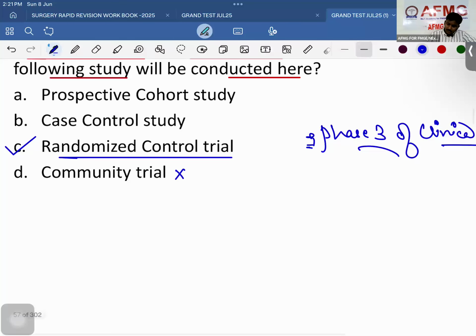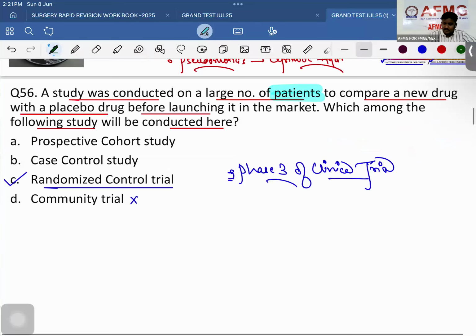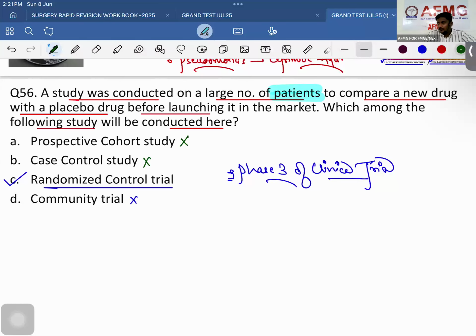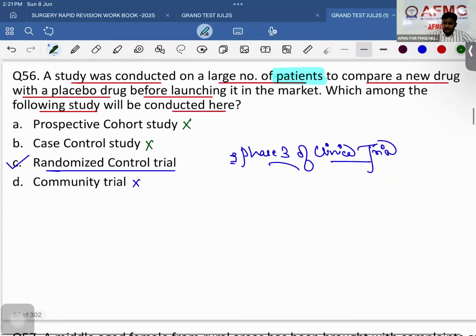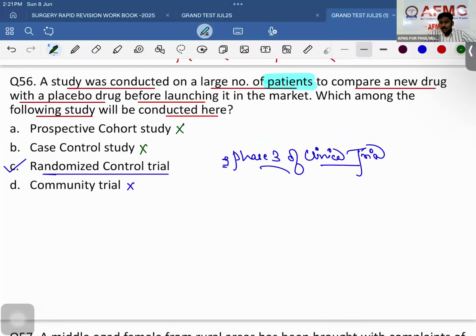Next important: if I wanted to definitely confirm an association between a particular risk factor and a disease, then I would go for analytical studies like a prospective cohort study or a case control study. Here I don't want to see the association between a risk factor and the disease. Rather, I just want to see the comparison between a new drug and the placebo.